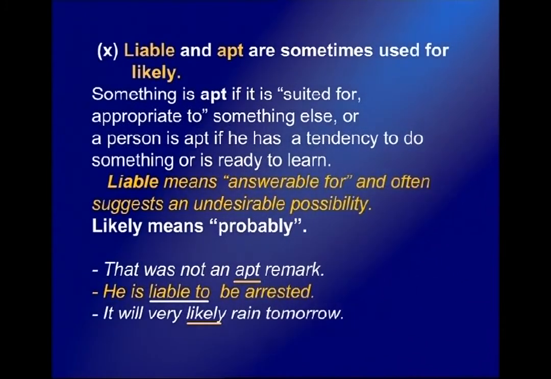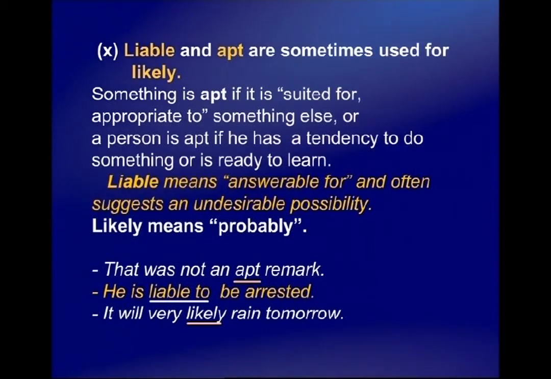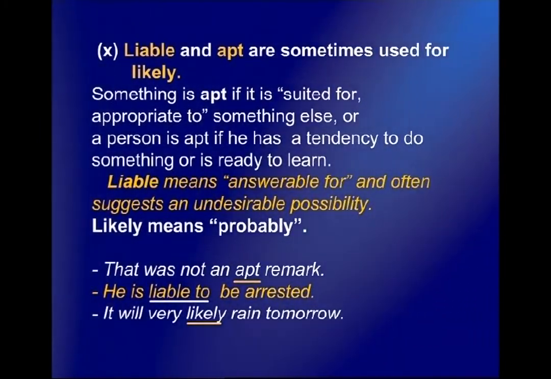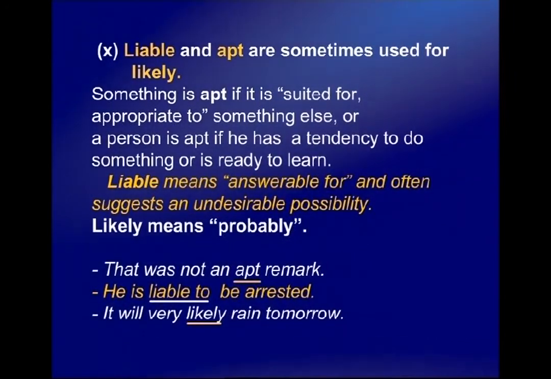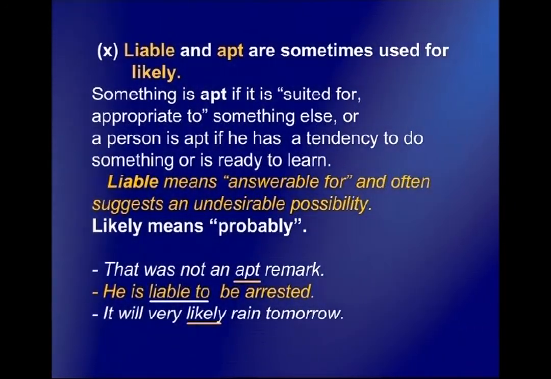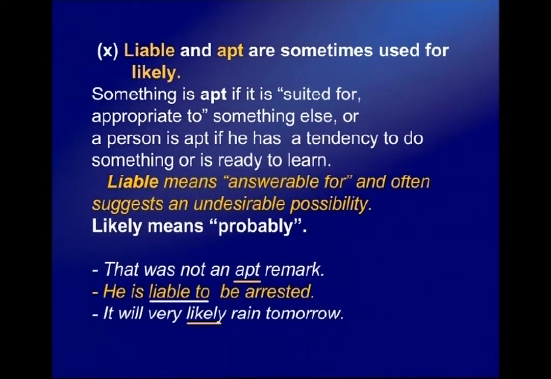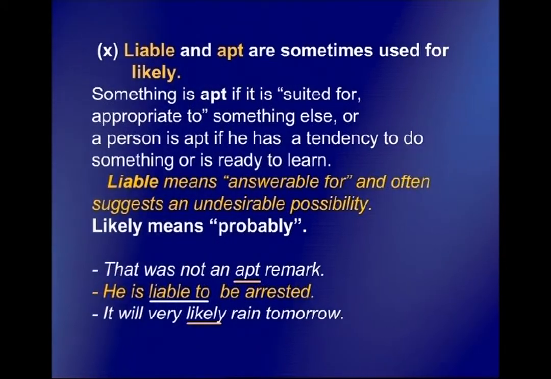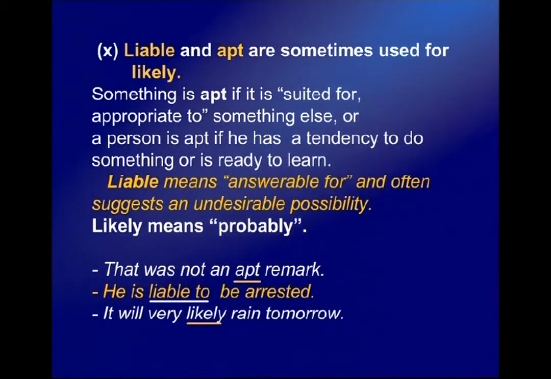Now there is another set, and again these are not homonyms, but I have included them because students often don't know when to use which one. These are the three words: liable, apt, and likely. Now liable and apt are sometimes used for likely. Something is apt if it is suited for or appropriate to something else. A person is apt if he has a tendency to do something or is ready to learn. And liable means answerable for, and it often suggests an undesirable possibility. Likely means probably.